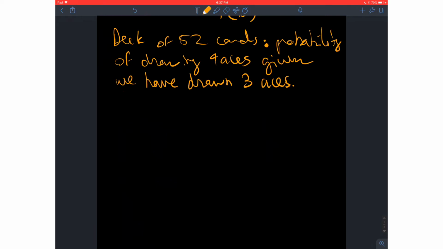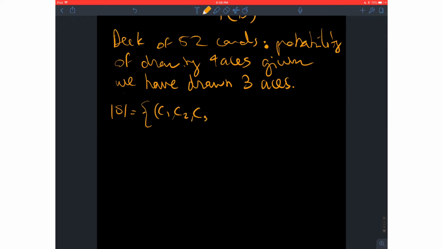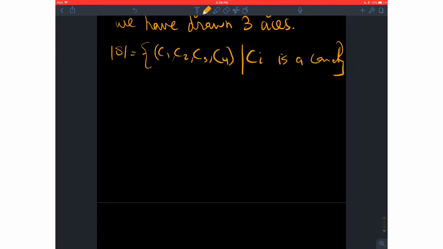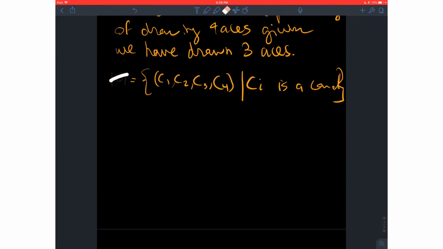So the first thing we do is define our sample space S, and that's going to be the set of C1, C2, C3, C4, such that Ci is a card. And how big is this set? So here I should not have put the cardinality, that's just S, and how big S is just going to be the number of ways of drawing these C1, C2, C3, C4 from the deck.